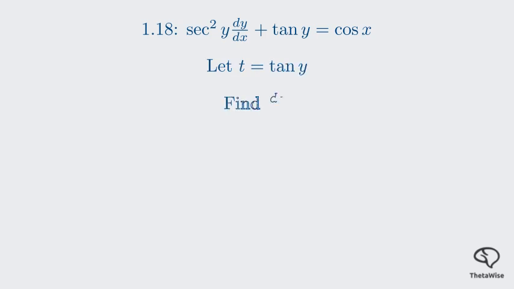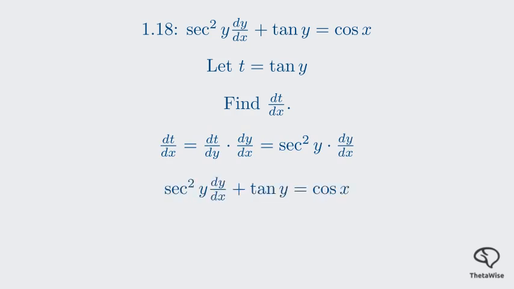We need to find dt/dx to replace the dy/dx term. Using the chain rule, dt/dx equals dt/dy times dy/dx. The derivative of tan y with respect to y is sec squared y. So dt/dx equals sec squared y times dy/dx. Now let's substitute t and dt/dx back into our original equation. The term sec squared y dy/dx becomes dt/dx. The term tan y becomes t. So the equation transforms into dt/dx plus t equals cos x.